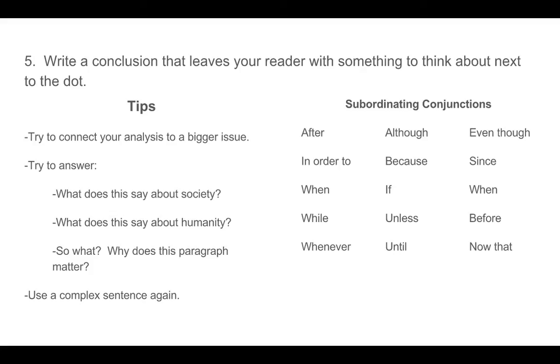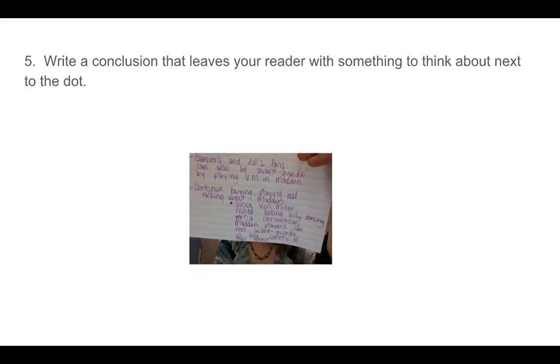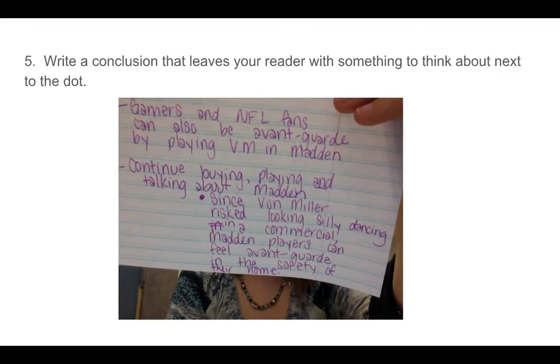So here you go. There's your subordinating conjunctions. And that, again, is going to stretch your thinking and it's going to bring everything back together as opposed to a simple or even a compound sentence. So here's my subordinating conjunction. Since Von Miller risked looking silly dancing in a commercial, Madden players can feel avant-garde in the safety of their home.